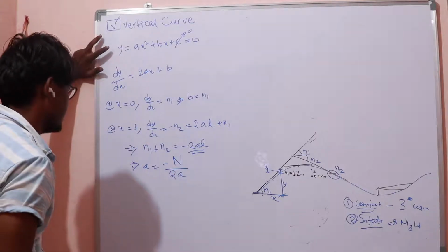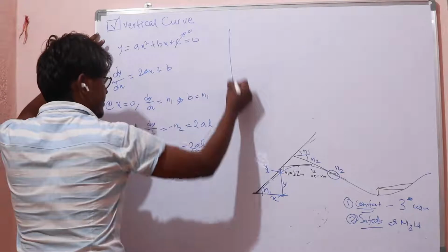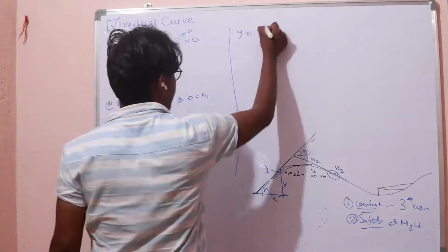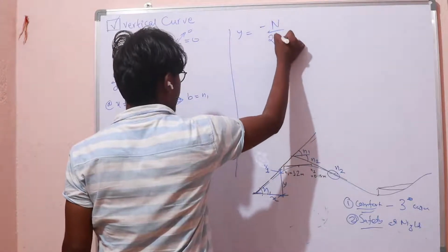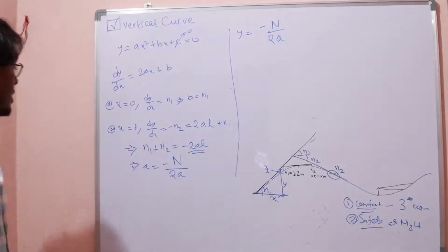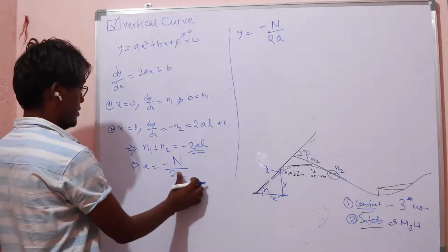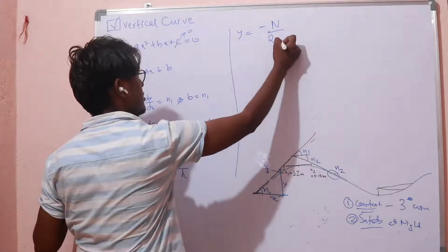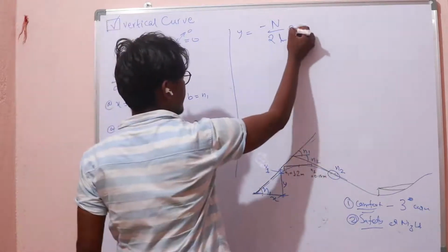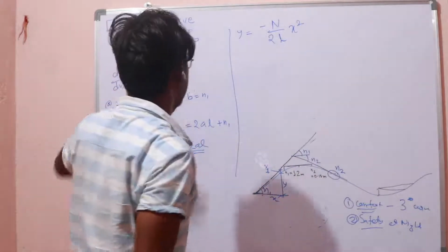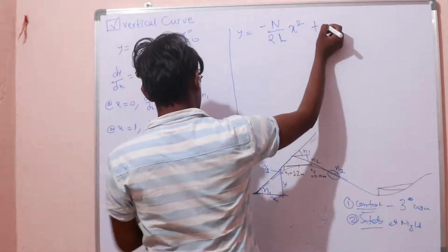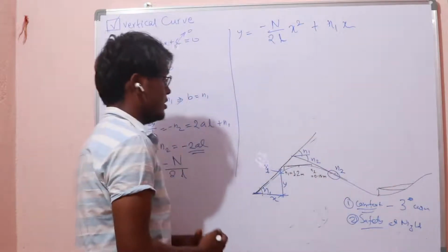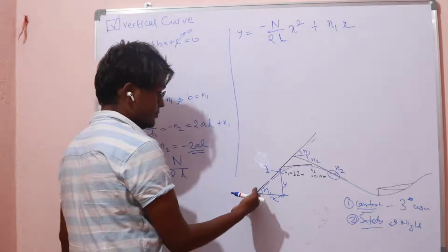So our final equation will be y equals minus n over 2l x square, and then plus b x, where b is n1 times x.